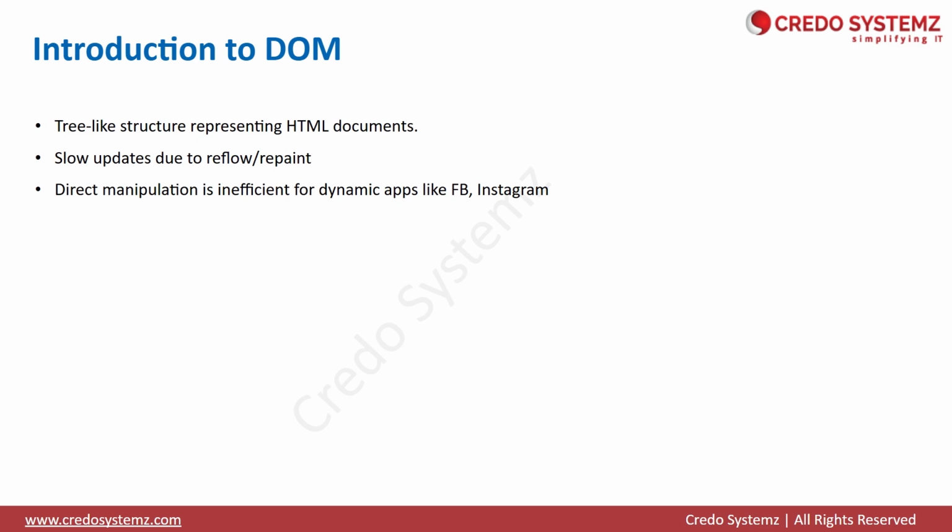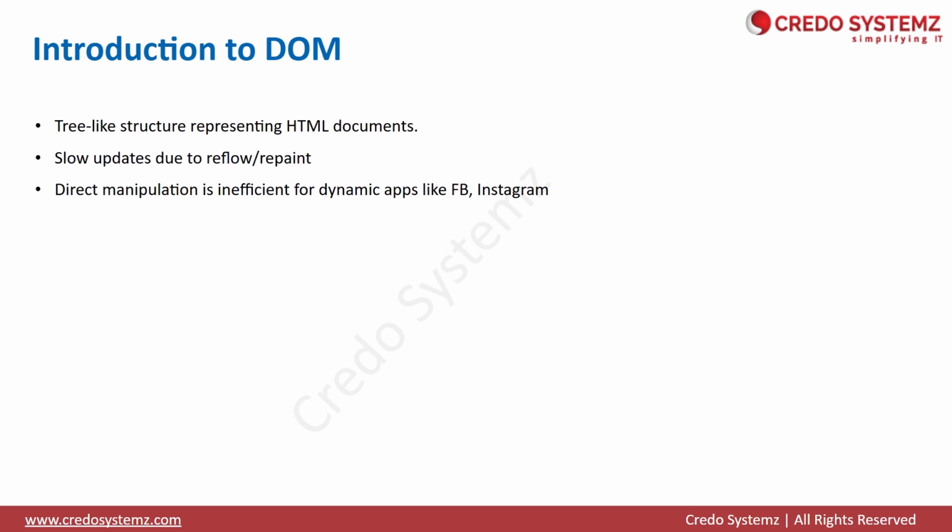Who will modify the DOM? JavaScript has the ability to do so. But the problem here is, whenever you make any change, it's supposed to repaint. If you make 1000 changes, then 1000 repaints are supposed to happen. That's the problem with DOM manipulation, and that process is actually very slow. That's what I'm saying, direct manipulation is inefficient.